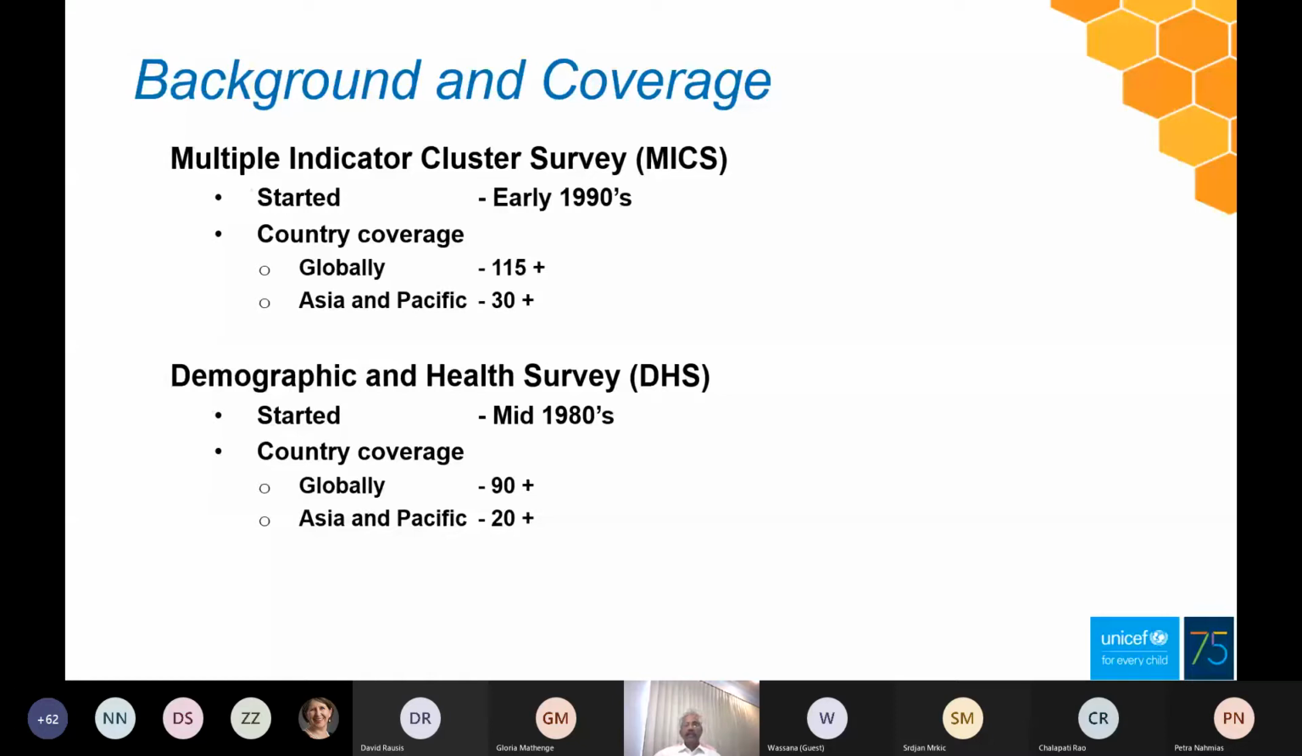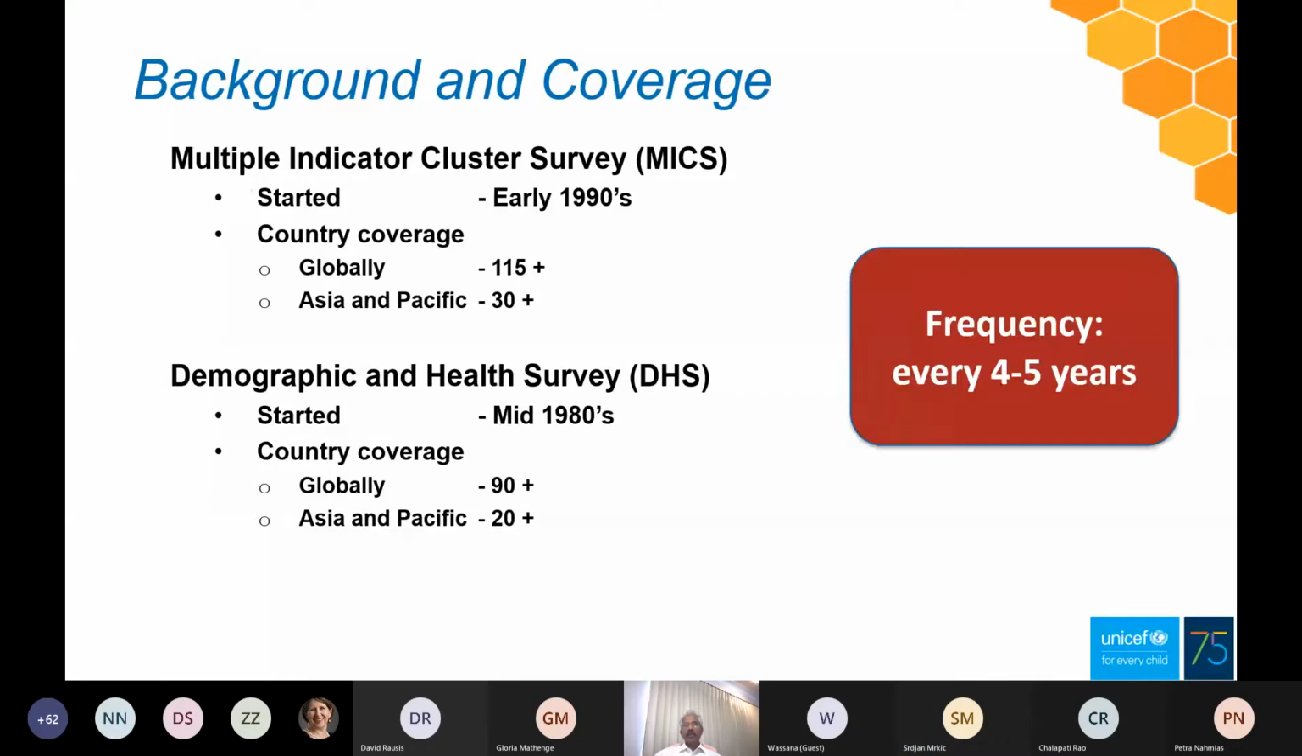DHS started in the mid-1980s, and globally more than 90 countries have conducted one or more DHS. And when it comes to the Asia Pacific region, more than 20 countries have conducted one or more DHS. These surveys are normally conducted every 4 to 5 years in most of the countries. There are exceptions as well. In some countries, they also do it every 3 years. These surveys, especially the MICS, are conducted at national level as well as subnational level.